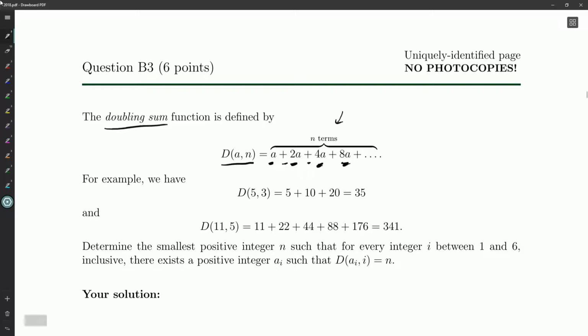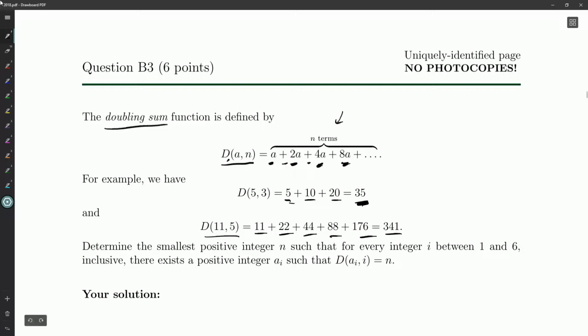And this D(5, 3) is 5 plus 2 times 5 plus 2 times 2 times 5. You go till you have 3 terms, add them up, that's 35. And then what else have we got? Another example, D(11, 5): 11, double it, double it, double it, double it. So we'll double it 4 times in the end, and add them all up, and I'll take their word for it that it's 341.